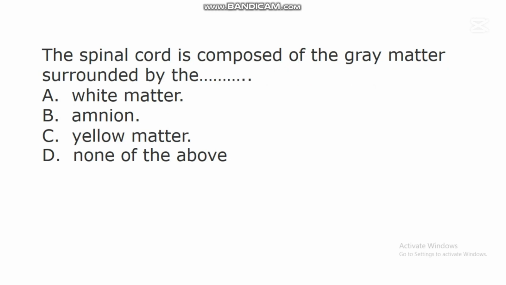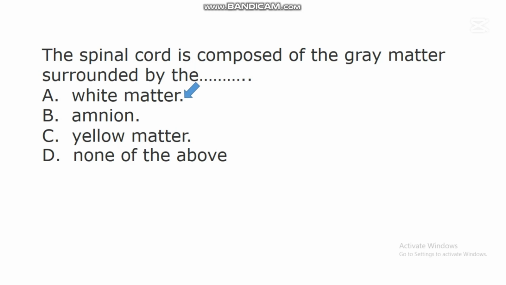The next question says, the spinal cord is composed of the gray matter surrounded by the dash. A. White matter. B. Amnion. C. Yellow matter. D. None of the above. In this question, the correct answer is A. White matter.